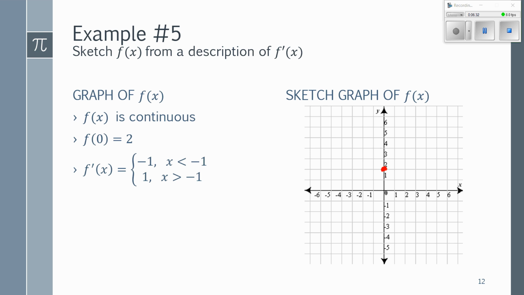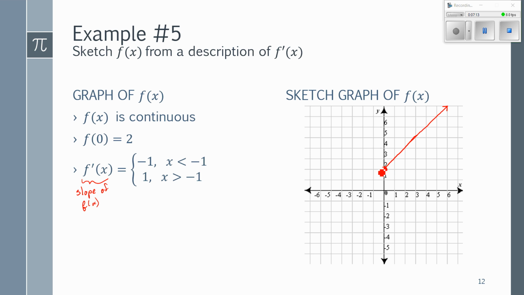I'm then told f prime of x is equal to -1 when x is less than -1, and f prime of x equals +1 when x is greater than -1. Well, that's not going to be very helpful in terms of thinking of it, but if I think of f prime, the derivative, as the slope of f of x, I'm going to start with the part where x is greater than -1, because the point I know, the x is greater than -1. So at this point of 0, the slope, because 0 is greater than -1, is +1. So I can draw a line with a slope of +1 there.